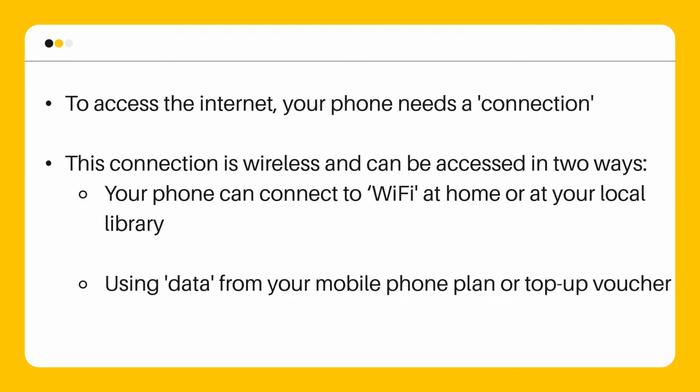To download the app, your phone needs access to the internet. Connection to the internet is wireless and can be accessed in one of two ways. Your phone can connect to Wi-Fi at home or at your local library, or it can use data from your mobile phone plan or top-up voucher. Using Wi-Fi is the easiest and cheapest way of downloading apps, and this is the means to which we will access the internet in this guide.